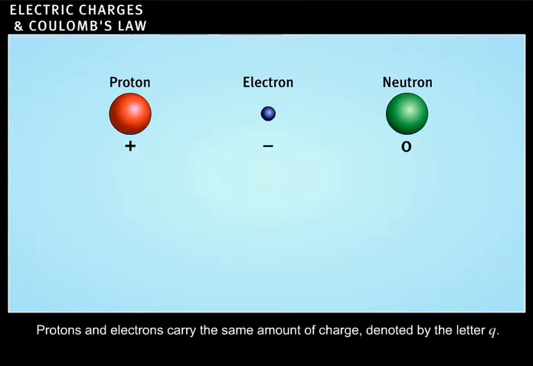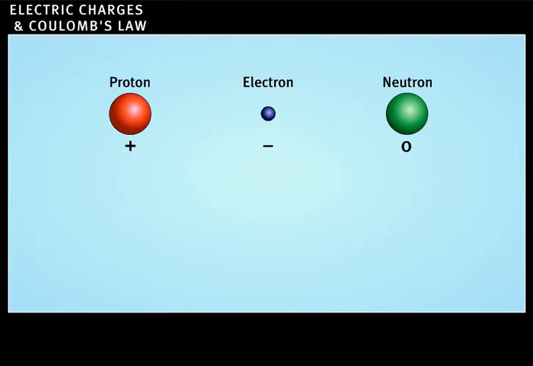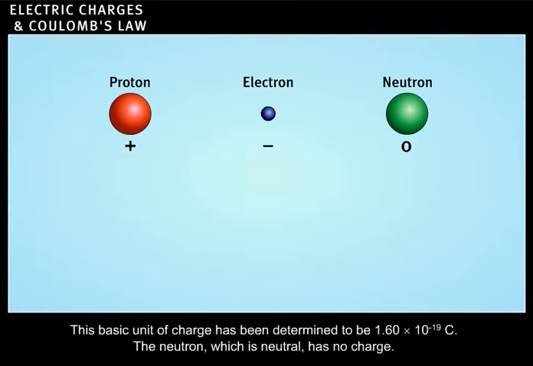Protons and electrons carry the same amount of charge, denoted by the letter Q. This basic unit of charge has been determined to be 1.60 times 10 to the minus 19 coulombs. The neutron, which is neutral, has no charge.